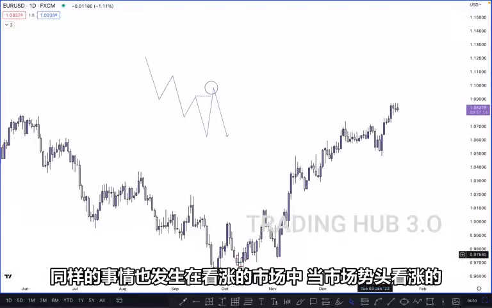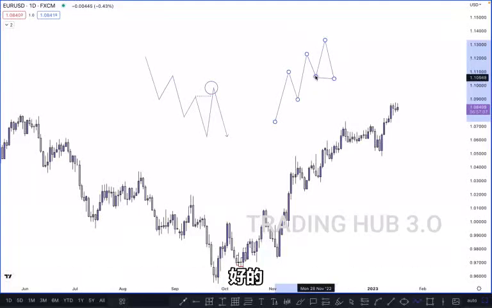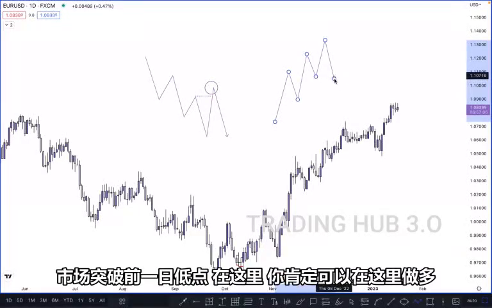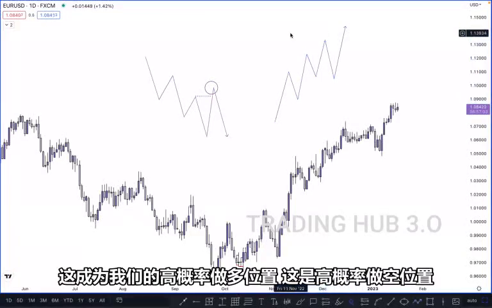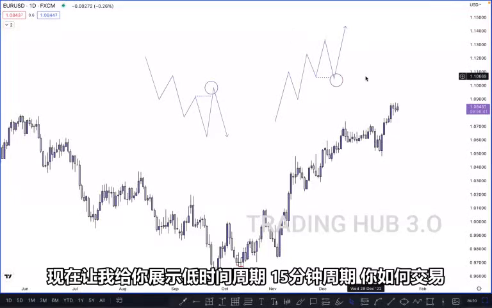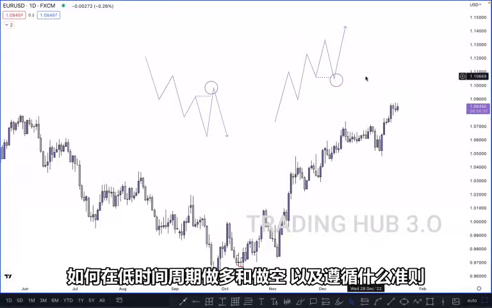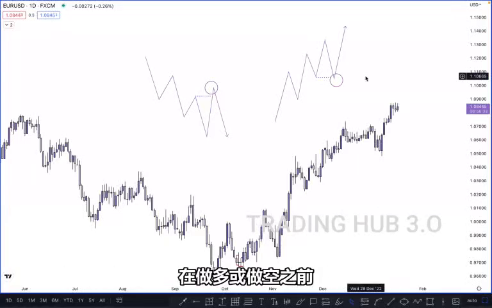The same thing happens in a bullish market. When market momentum is bullish, something like this, and the market takes out the previous day low, which is here, you can definitely buy here for the upside, and this becomes our high probability buy. And the other becomes our high probability sell at this point. Now let me show you exactly in a lower time frame, the 15-minute time frame, how you can actually trade, buy and sell in a lower time frame, and what criteria you should follow before the buy or sell.